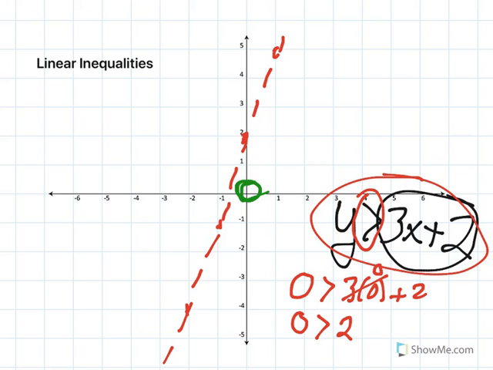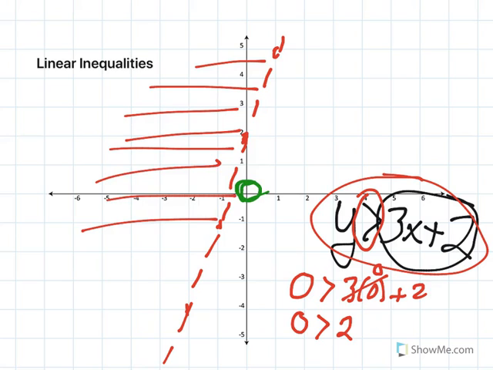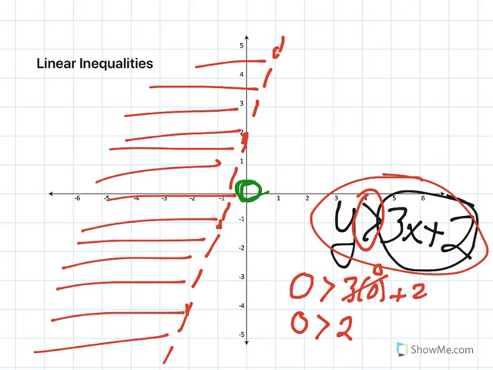And that means the opposite side of where the origin would be is shaded. This whole side would be shaded. That means anywhere I pick a point in here and plug it into that inequality, it would satisfy it, it would meet the requirements of that inequality. In other words, y would be greater than 3 times x plus 2. If I pick the right side, then y wouldn't be greater than 3x plus 2. Okay, now let's look at another difference.